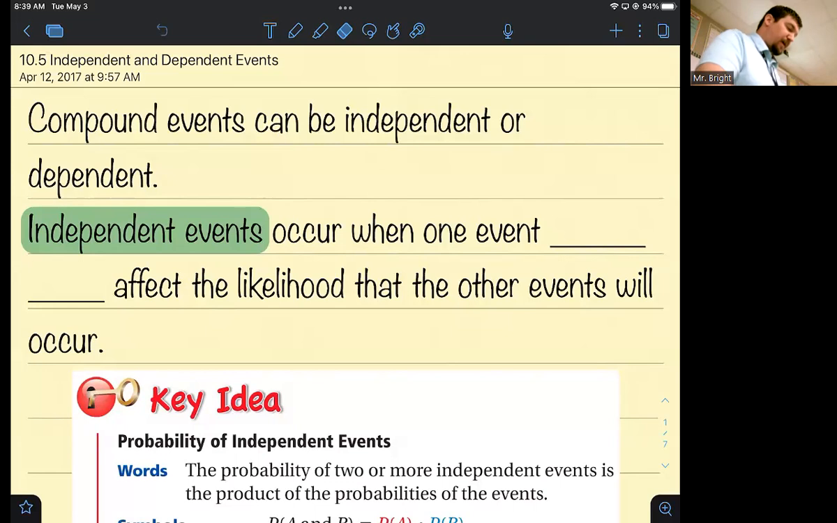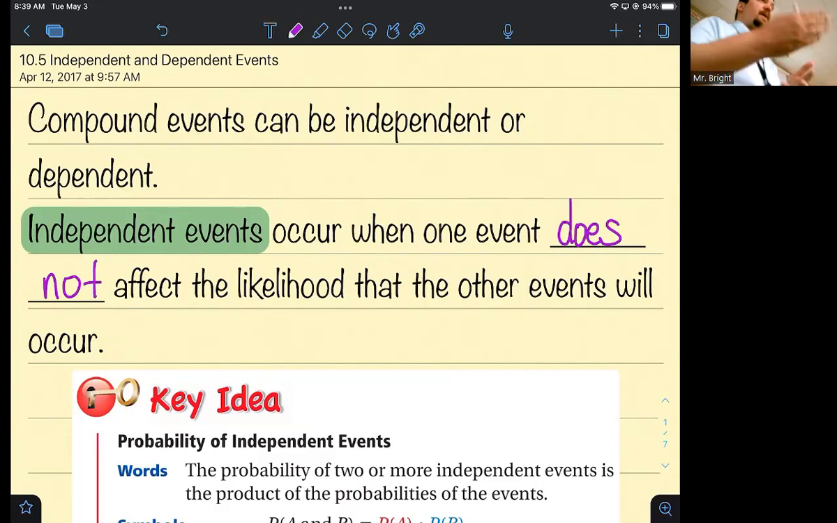This is section 10.5. Compound events can be independent or dependent. Independent events occur when one event does not affect the likelihood that the other events are going to occur. The example Andrea brought up with the lock: does the probability of me getting the first wheel correct affect the probability of me getting the second wheel correct? No. It was 1/10 and 1/10. And the probability of the third wheel was also 1/10, right? They're not dependent on each other. They're independent of each other.